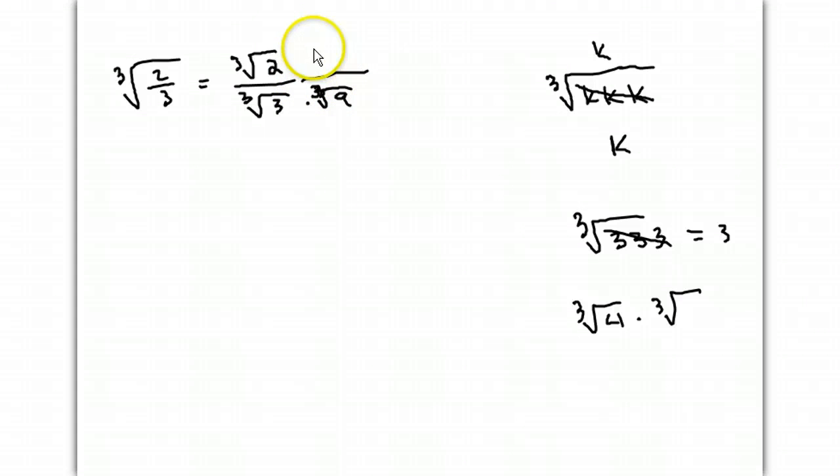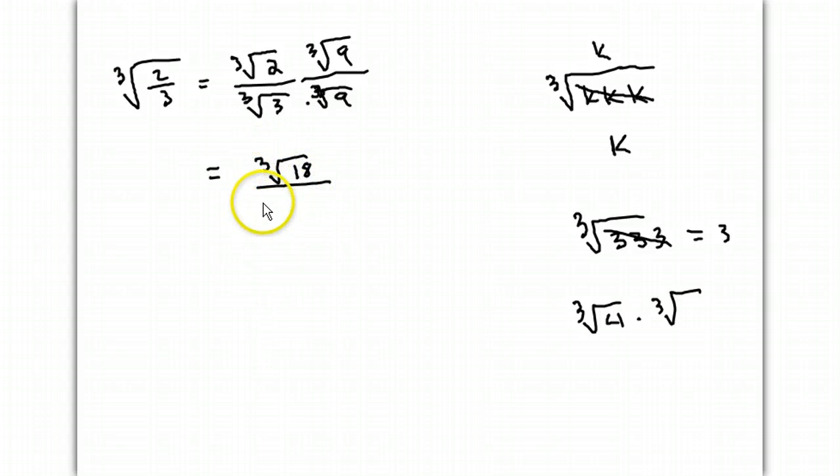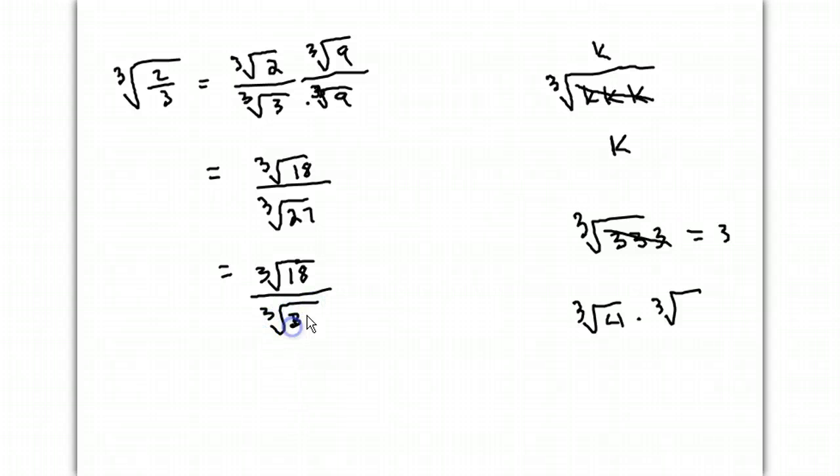And so whatever you do times the bottom, you have to do times the top. So what you'll end up having is at the top a cube root of 18, and at the bottom, a cube root of 27. And then when you simplify it, you'll have the cube root of 18 at the top, and you'll have the cube root of 3 times 3 times 3 at the bottom, which the 3's cross out and just give you 1 3. So your final answer will be the cube root of 18 divided by 3.